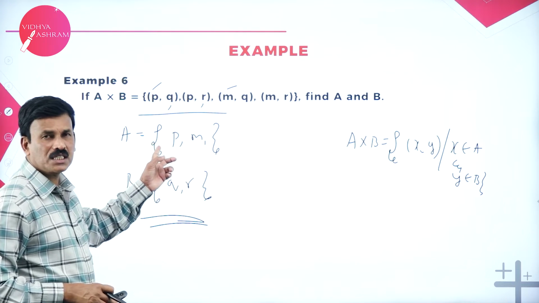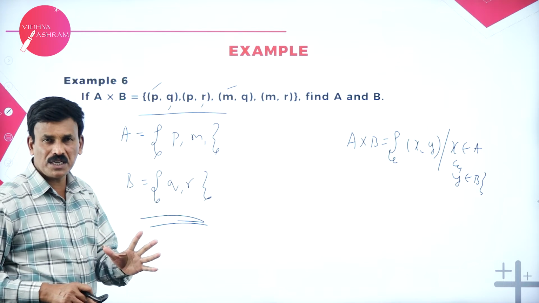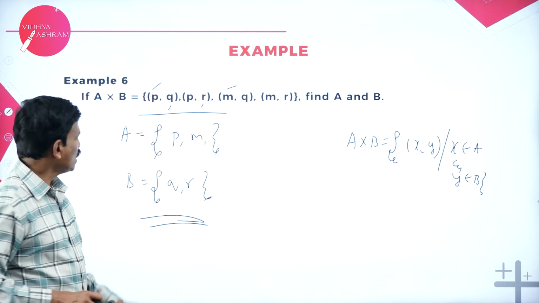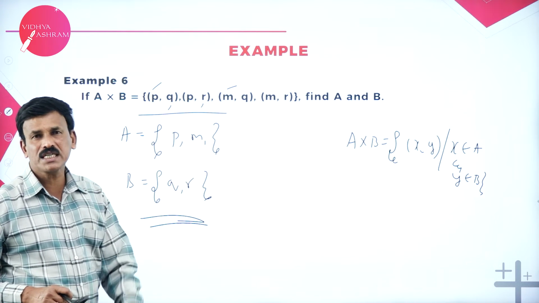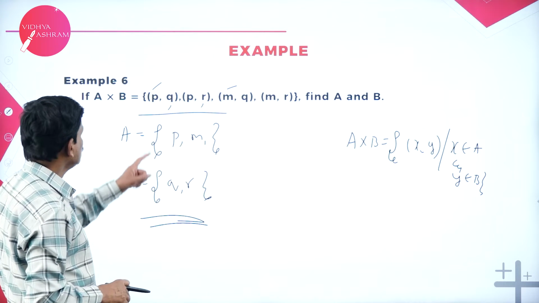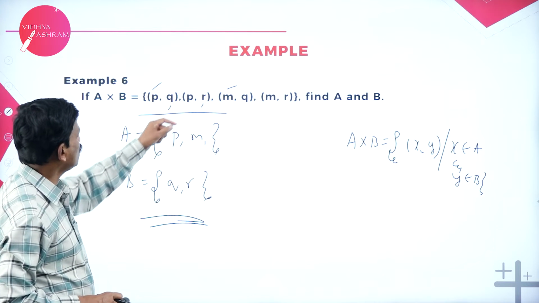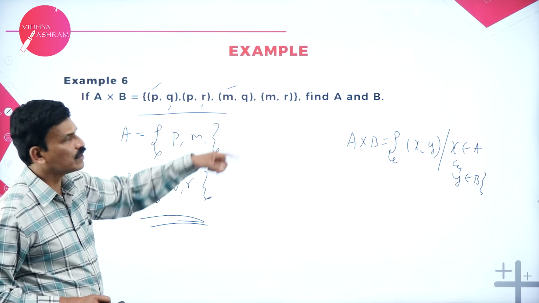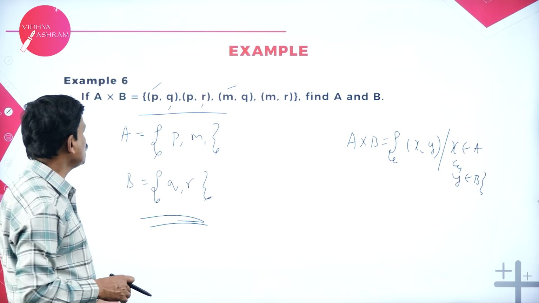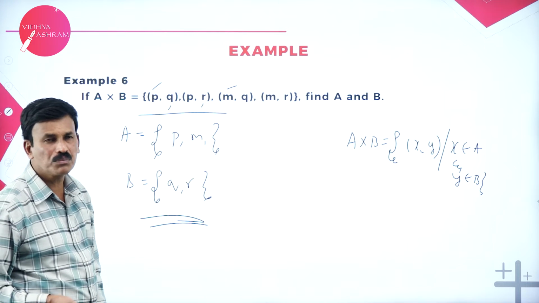So A is nothing but the set of all first members of the Cartesian product A cross B, and B is the set of all second members of the Cartesian product A cross B. So if you write A cross B for this, P comma Q and P comma R, M comma Q and M comma R, you will get the same answer. So therefore A is equal to P and M, B is equal to Q comma R. That's all. Very simple problem.